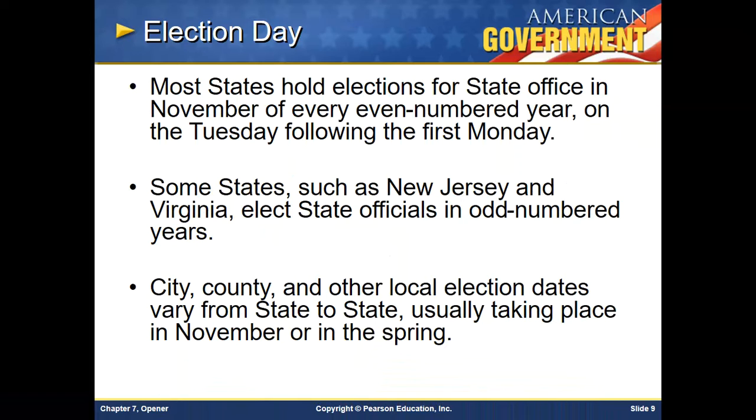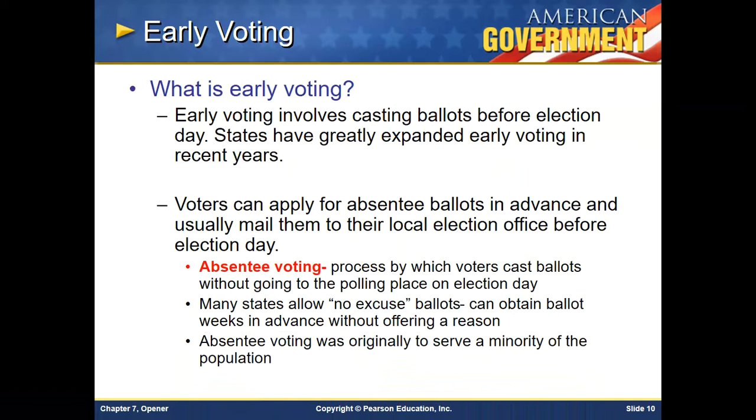Most states hold elections for state offices in November on even-numbered years. Basically, they take place on the first Tuesday after the first Monday, just like our federal elections. Although some states, such as New Jersey and Virginia, elect their officers in odd-numbered years. There's also a lot of city, county, and other election dates from state to state. Here in Nebraska, most of our elections take place for state, county, and local, all on the same date.